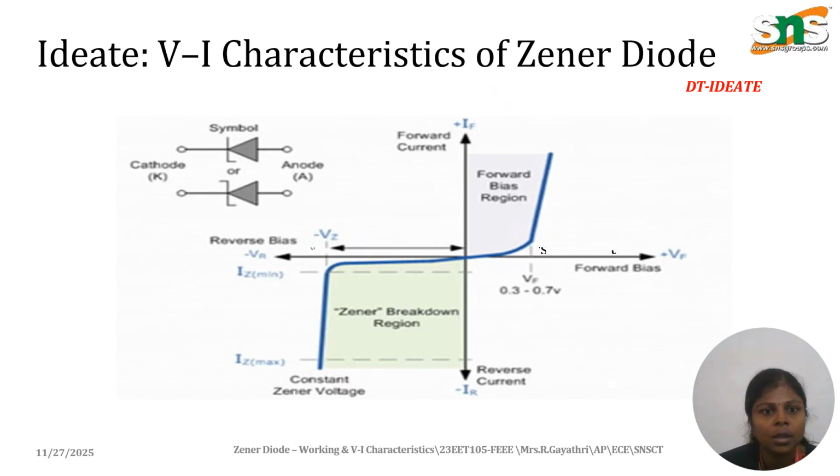And coming to the important part, the VI characteristics of the Zener diode. In the first quadrant, the Zener diode is similar to the PN junction diode in forward biasing, and in the reverse biasing condition the Zener breakdown mechanism takes place. After the Zener breakdown, at a constant Zener voltage, the current becomes maximum, which is known as the reverse maximum current.